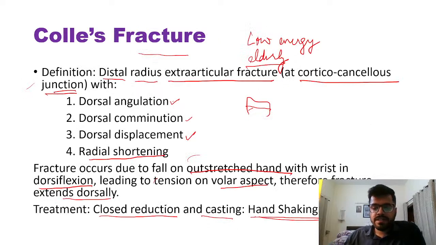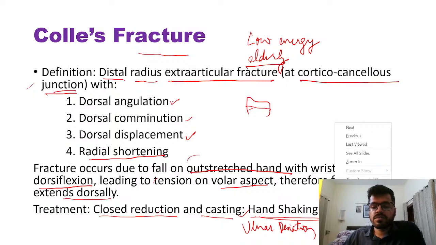So what exactly is a handshake cast? In a handshake cast, we give ulnar deviation and volar flexion.